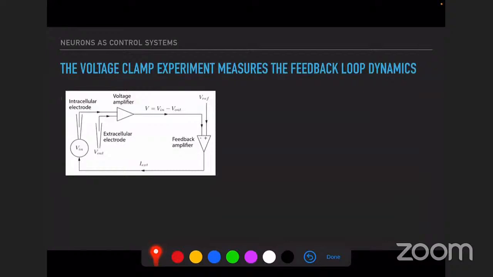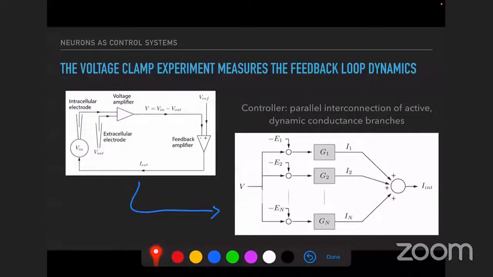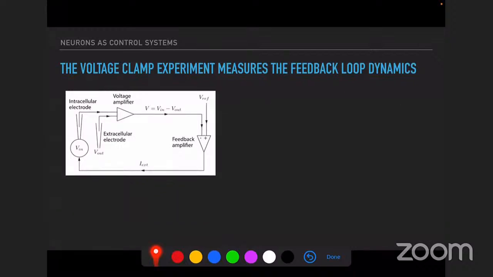However, the complicated part of this feedback loop, which is the controller, is actually quite easy to study when you invert the input-output relationship of the neuron. So when you look at the neuron from voltage to current, that is, when you use a voltage clamp instead of a current clamp experiment. When you do this, as Hodgkin and Huxley first observed, you realize that the controller is actually quite simple, because it's just the parallel interconnection of conductive branches with some biases given by the reversal potential, some low-pass filters given by the activation or inactivation kinetics, and some nonlinearity due to the saturation of ion channel activation.